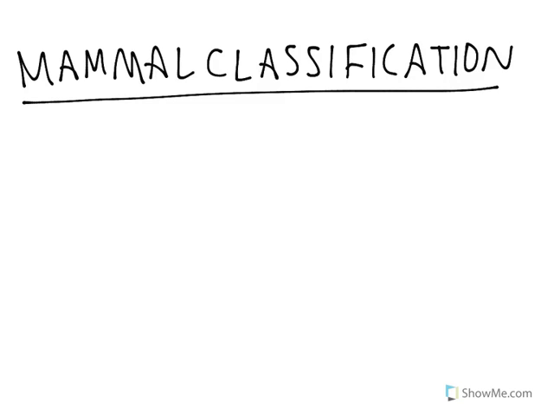I'm an undergraduate at MIT, and today we're going to be talking about mammal classification. So for mammals, there are four main characteristics that distinguish them from other types of animals.